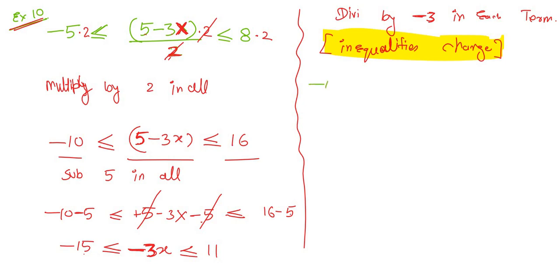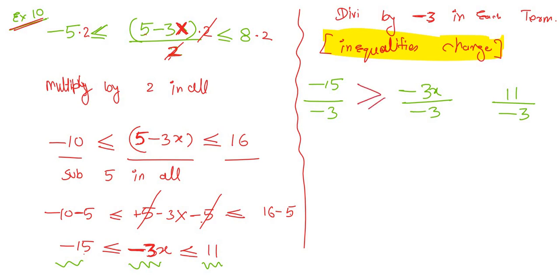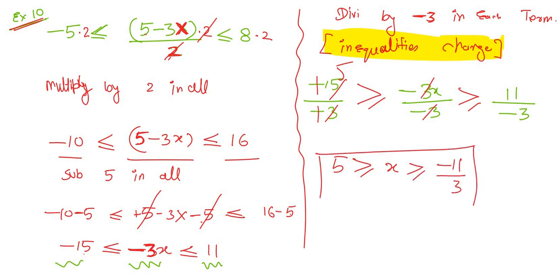So let me write minus 15 by minus 3 that I am trying to do here. Minus 3x by minus 3 and 11 by minus 3. So I am dividing each term by minus 3. So what will happen to the inequality? This is less than, so it will become more than, and this is less than, it will become more than. Understood? Now minus and minus is plus, so this is 5. So 5 is more than or equal to, this will cancel, x is more than minus 11 by 3. So this should be my answer. Is it clear?